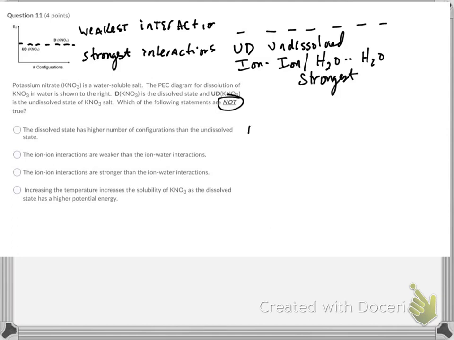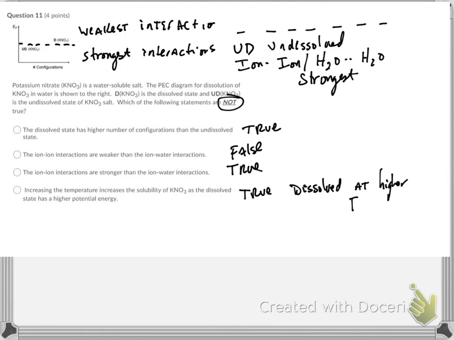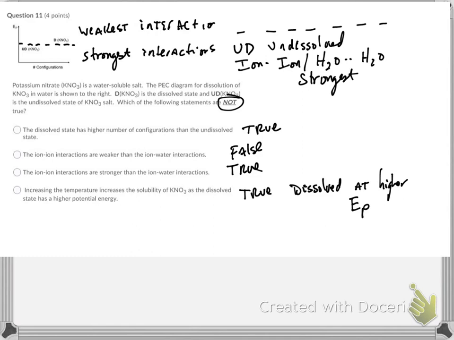Here we're asked to pick which one's wrong. So we know the dissolved definitely has higher configurations. The ion-ion interactions are weaker? Well, that's false. The ion-ion interactions are stronger. That's true. And increasing the temperature will give us access to more dissolved, and that's true because it's at higher potential energy. So the best answer here for not being true would be B. I didn't mark it, but it's the false one, B.